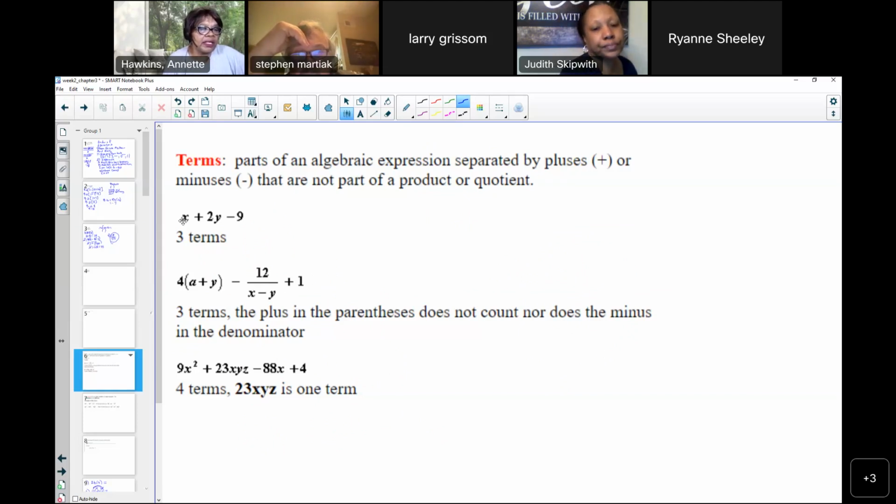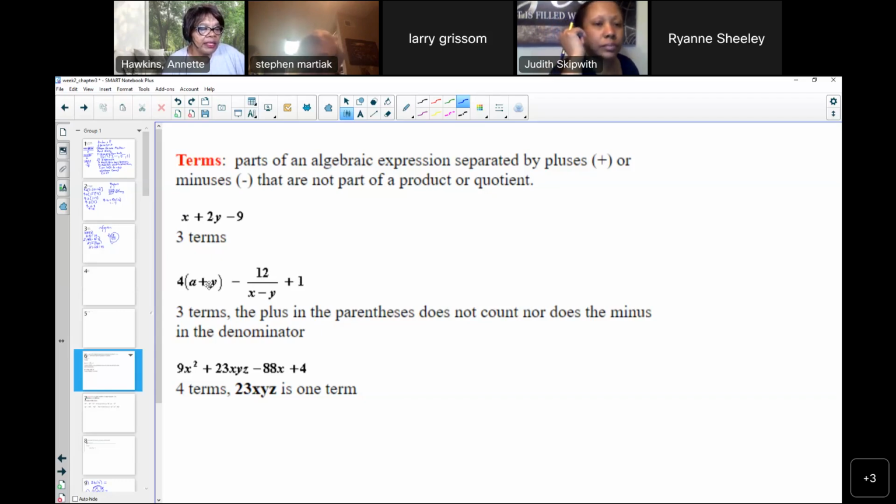So let's look at this. This is a plus, this is a minus. 1, 2, 3. So I have 3 terms. Now, this is a product, so we wouldn't even count this plus. This is a quotient. This subtraction doesn't count. So it's pluses or minuses. This is a minus, this is a plus. So I have 3 terms. The plus in the parentheses doesn't count, and the minus in the denominator doesn't count. So this is one group, and then this 1, 2, 3, 3 terms.